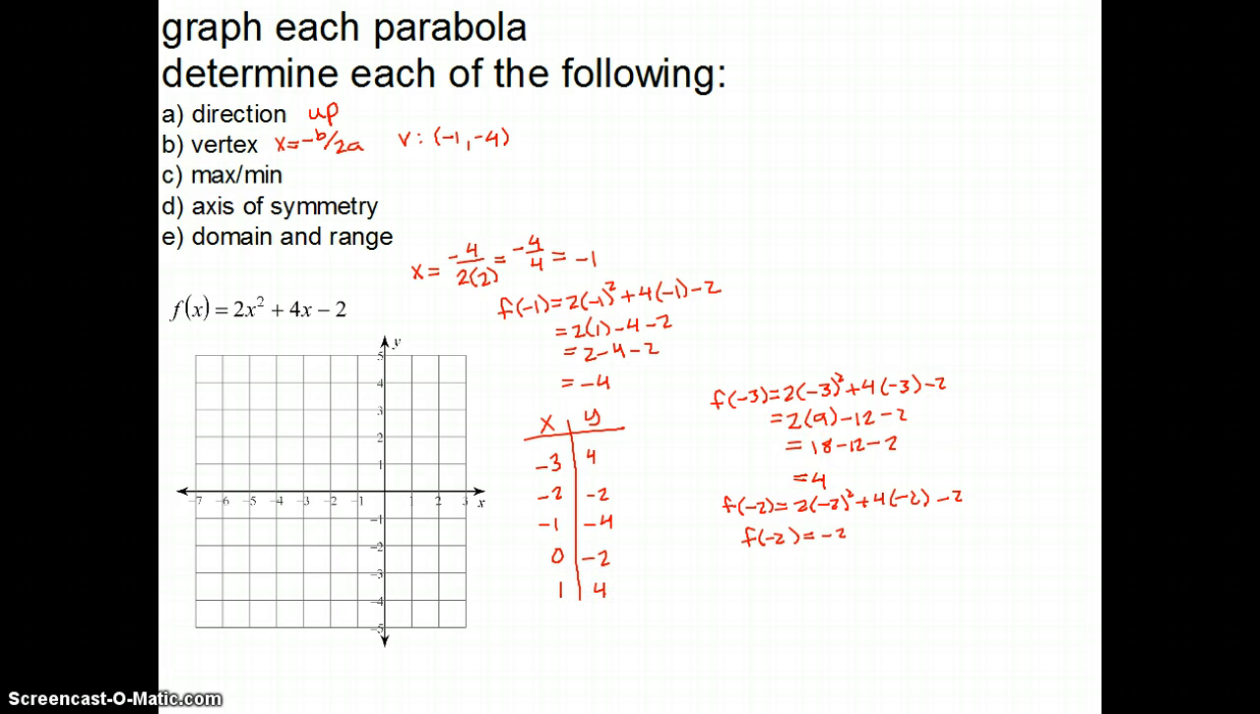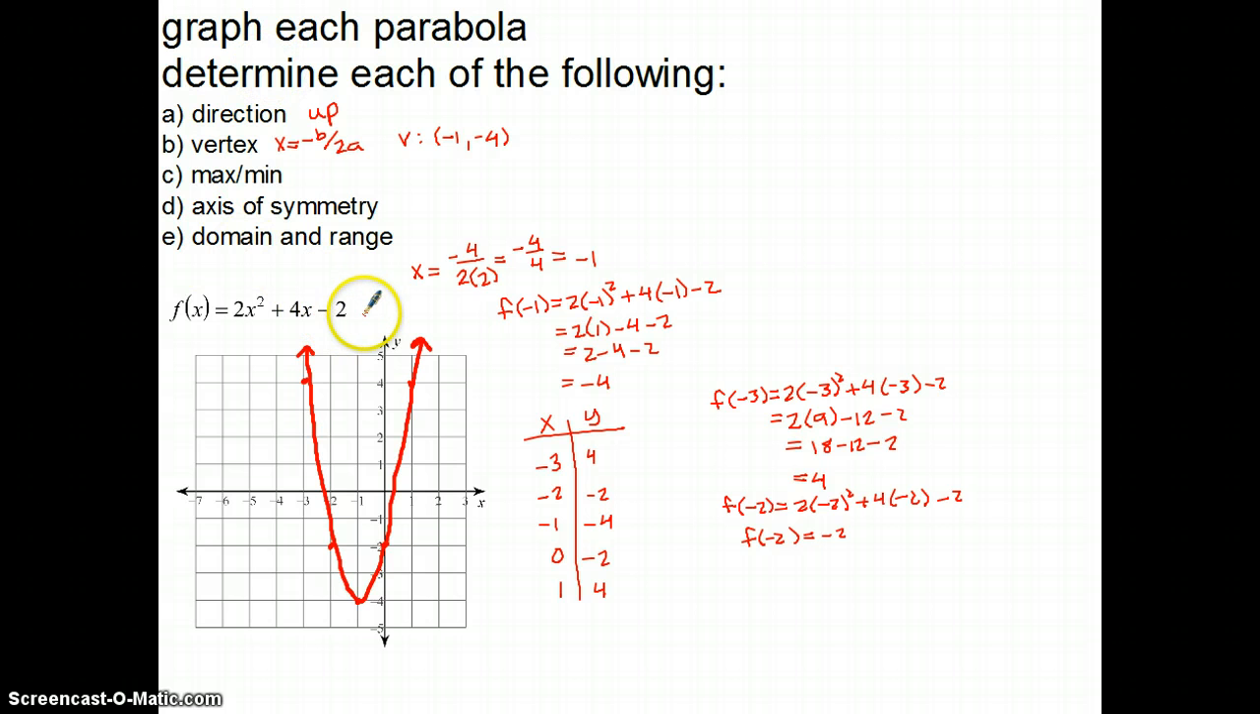Now we'll go ahead and graph. I've got the points negative 3, positive 4; negative 2, negative 2; negative 1, negative 4; 0, negative 2; and 1, positive 4. Again, we connect in a smooth curve, creating our parabola. This is an upward-facing parabola, as we had said in Part A.